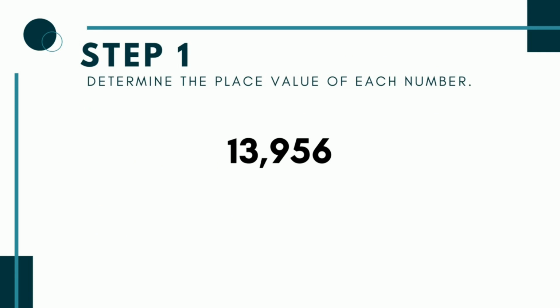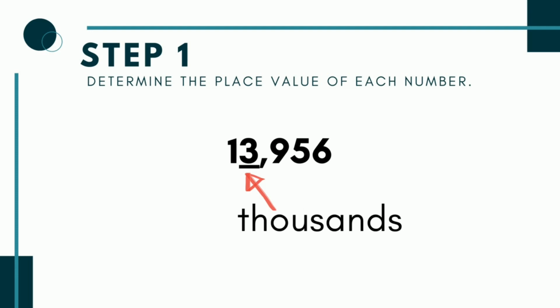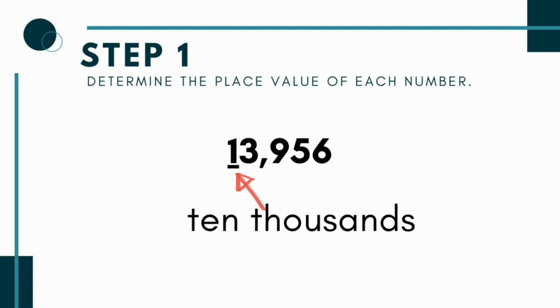Step 1. 13,956 has 5 digits. Then know the place value of each digit. 6 is in the ones place. 5 is in the tens place. 9 is in the hundreds place. 3 is in the thousands place. And 1 is in the 10,000s place.